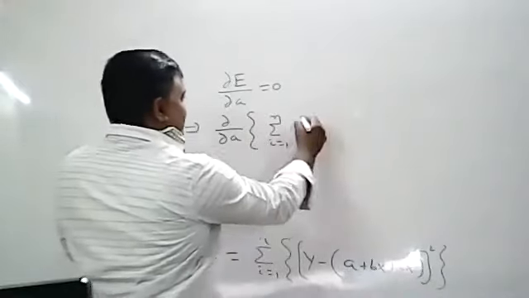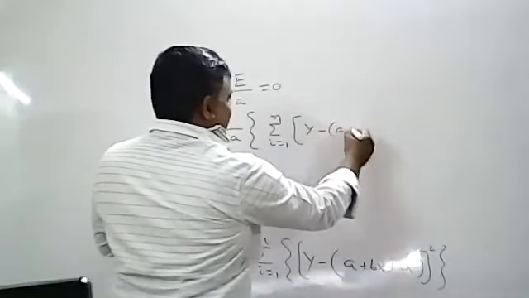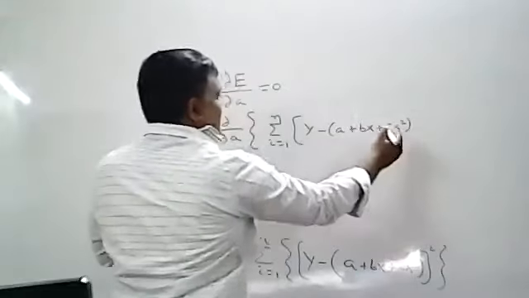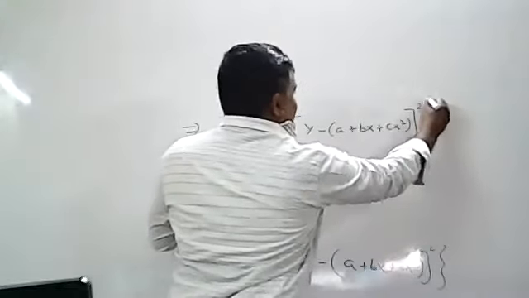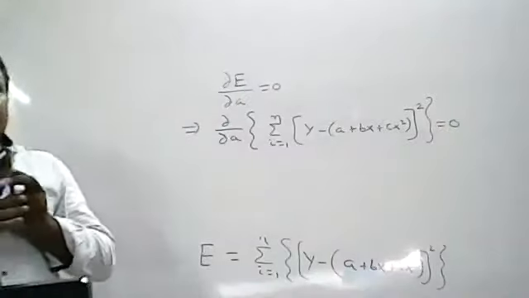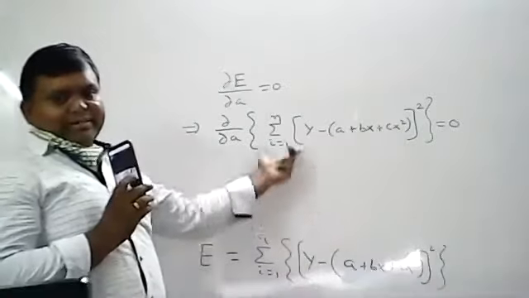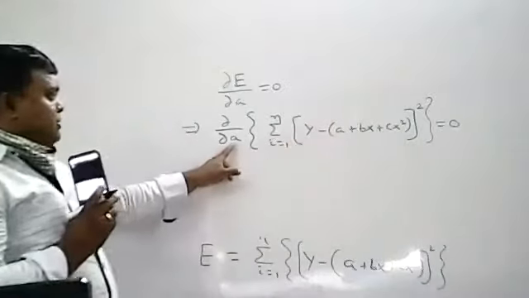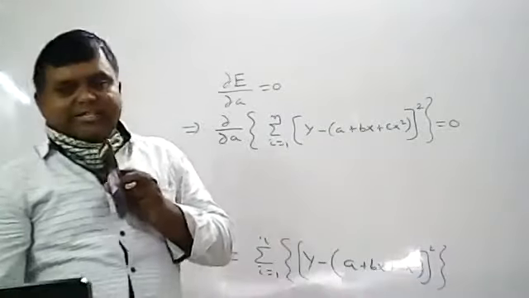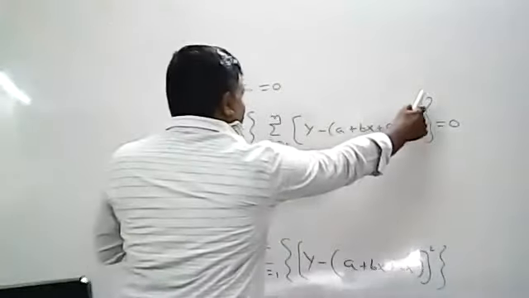Just as it is, you can copy y minus of A plus BX plus CX square, whole square, is equal to 0. This is the E function, so I have substituted the E value here. With respect to A, you have to partially differentiate. Yesterday I told you that for x power n, partial differentiation is n into x power n minus 1. The same concept applies here.